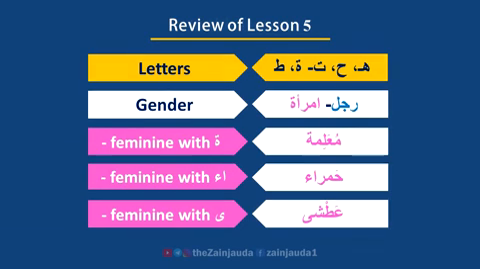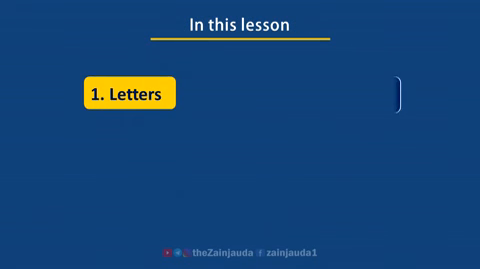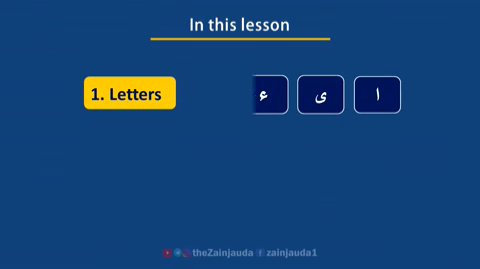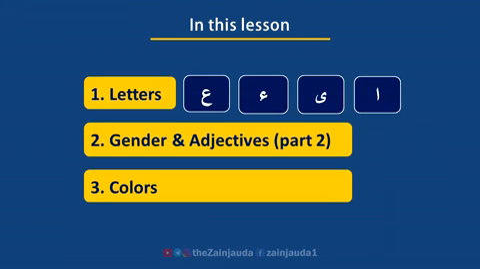Now let's start our lesson for today. In this lesson we will learn 2 new letters. The first one is alif and all its variations: alif, alif al-maqsura, and hamza. And the second letter we will learn is ayn. In the grammar zone, we will have the second part of gender, and we'll talk about feminine words which end with alif al-mamduda, and we will talk about the best example of them, colors.